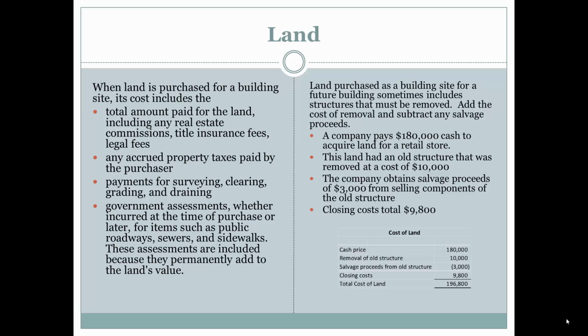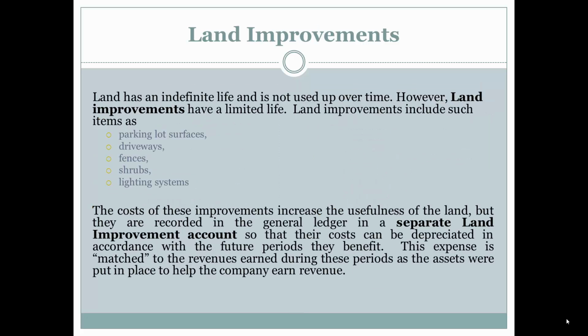A company pays $180,000 cash to acquire land for a retail store. This land had an old structure on it that was removed at a cost of $10,000. However, the company obtained salvage proceeds of $3,000 from selling components of the old structure. There were closing costs of $9,800. Therefore, the total cost of the land would include the cash price, the removal of the old structure, subtracting out the salvage proceeds, adding the cost of the closing, and then the total land cost would be $196,800.